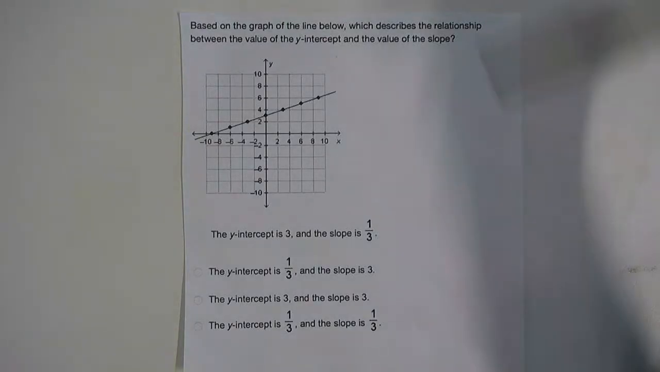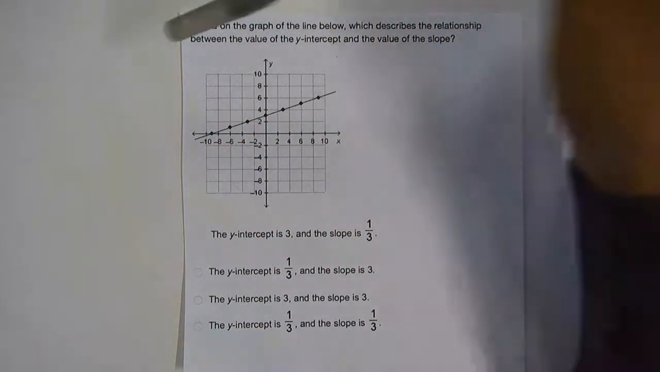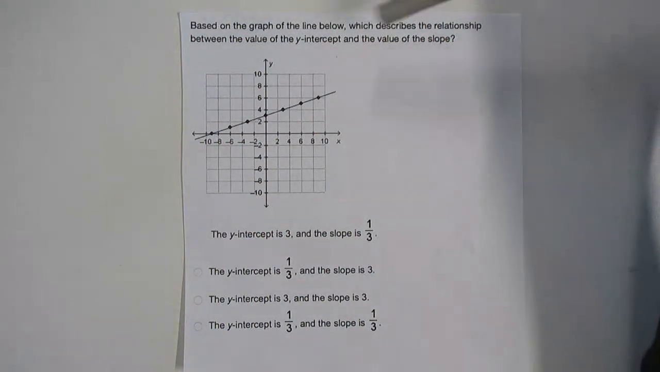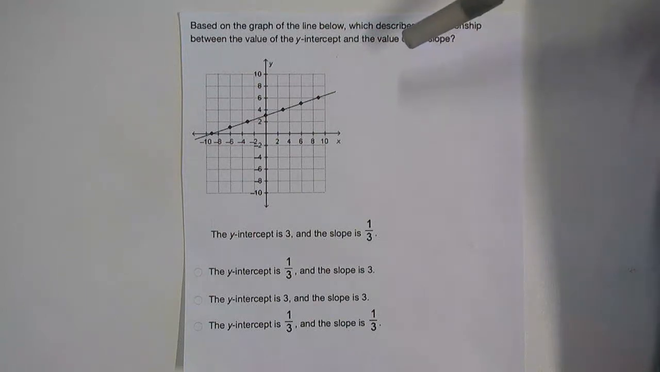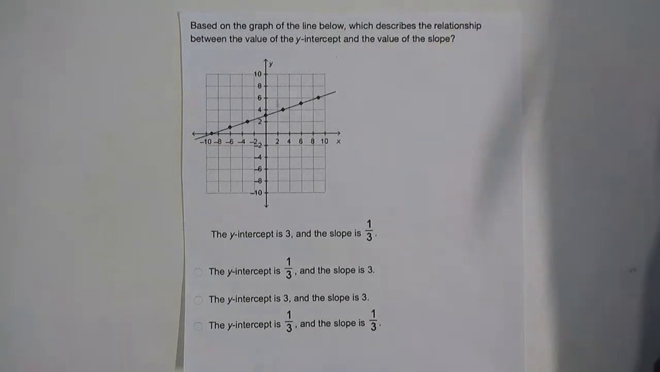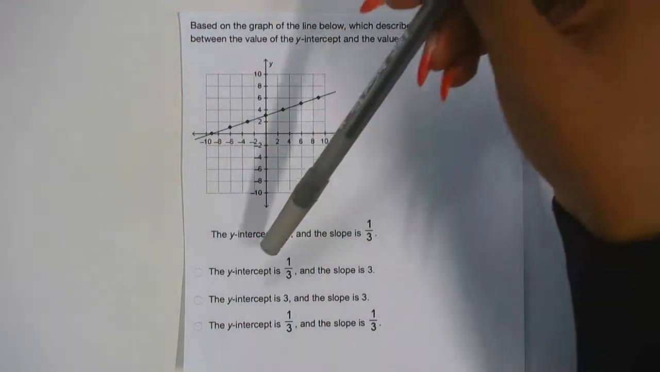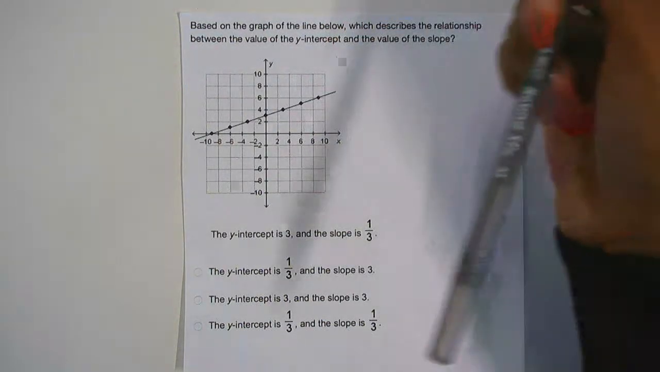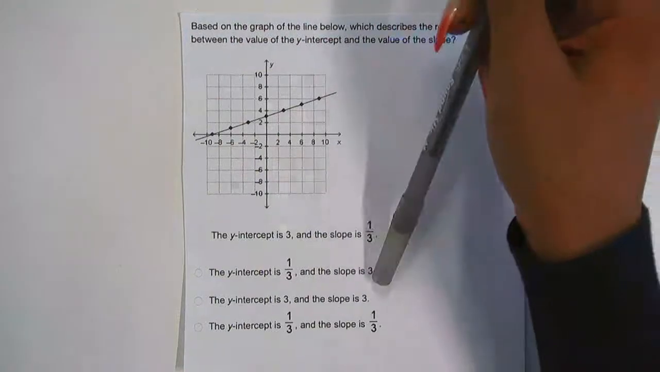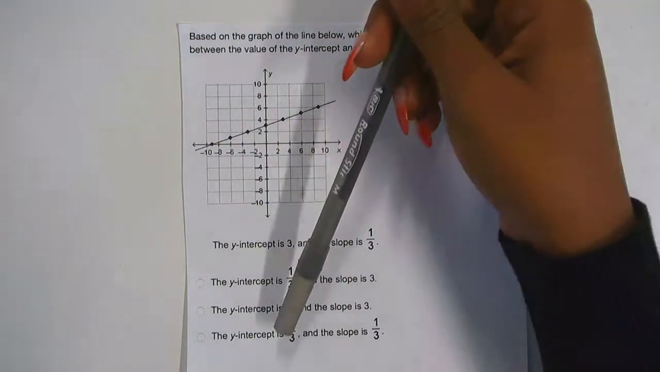Based on the graph of the line below, which describes the relationship between the value of the y-intercept and the value of the slope. Okay, so what I need to do is find out what the slope and the y-intercept is. Here it gives me a couple different options. It says that the y-intercept is 3 and the slope is a third. The y-intercept is a third and the slope is 3. The y-intercept is 3 and the slope is 3, or they are both 1/3 and 1/3.